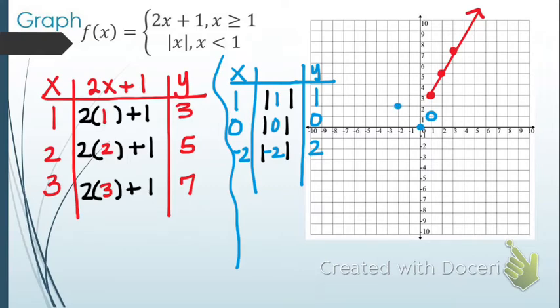Now if you need to look at your pink sheet, remember an absolute value looks like the letter V. So what we have is we're going to go down, and then it just goes straight up. And you can graph more points if you need to.